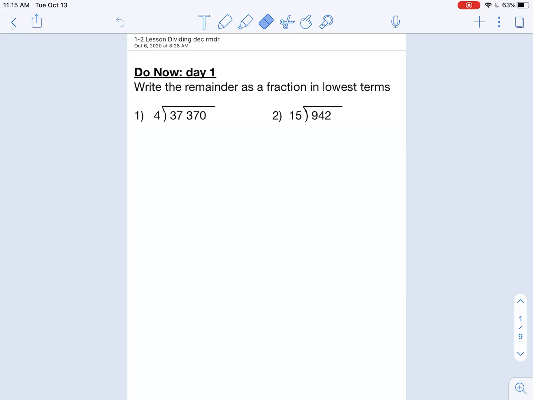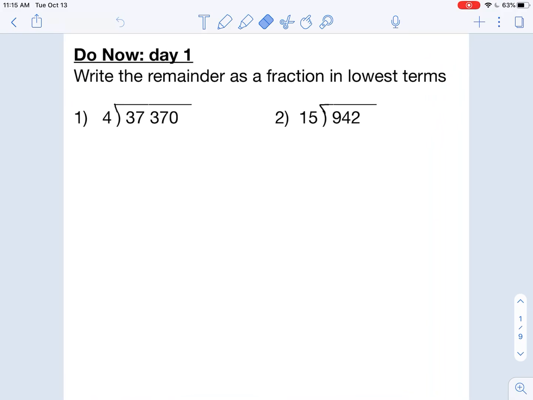Today we are going through the lesson on dividing and writing our remainder as decimals. So in our do now, the instructions do say write the remainder as a fraction in lowest terms. This is a review from what we've done before. So let's go ahead and do our division for number 1.